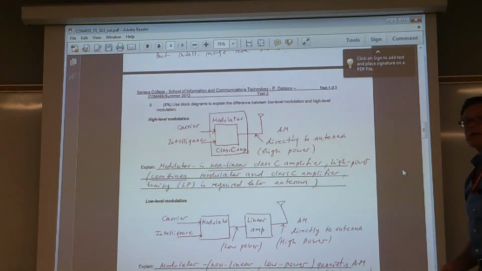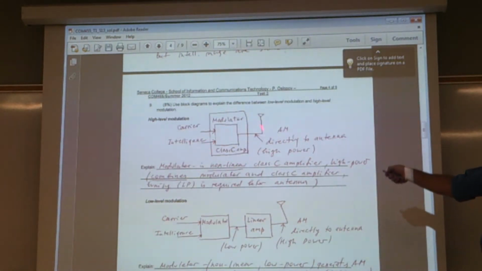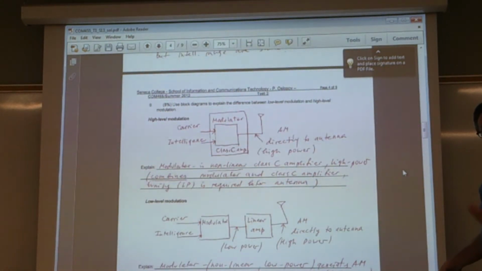Low level, high level. Again, I expect to see the blocks. For the high level, you have just one block that combines both modulator and class C amplifier. It modulates, nonlinear, and amplifies. That's the antenna. That's the high level description. Now, low level. At low level, your modulator is not providing a high energy, high power signal. And after this, the next block will amplify. Linear, nonlinear, nonlinear. That's the answer.